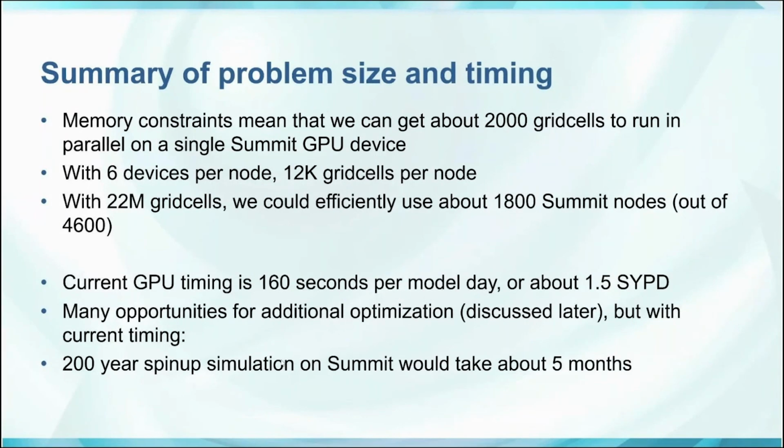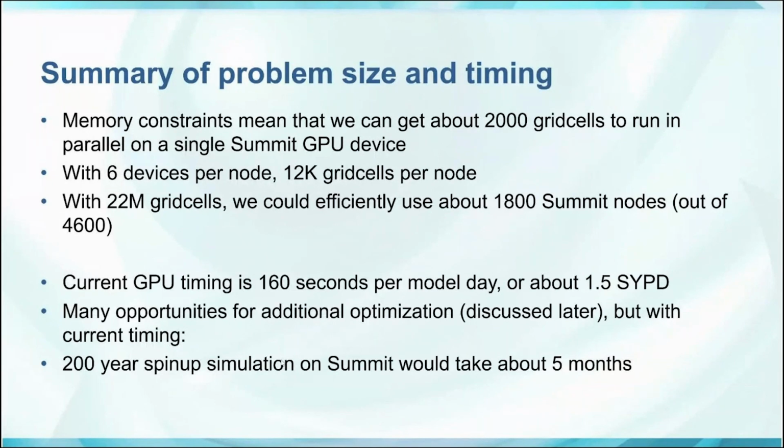As I said, we're getting about 2,000 grid cells per device with 6 devices per node. That's about 12,000 grid cells per node. And with 22 million grid cells, we could use about 1,800 Summit nodes out of the 4,600 or so that are available efficiently to run a problem like this. And that is what we would like to do, actually.